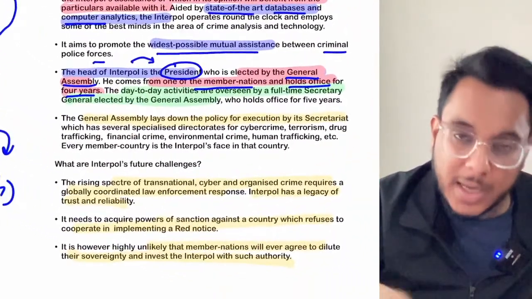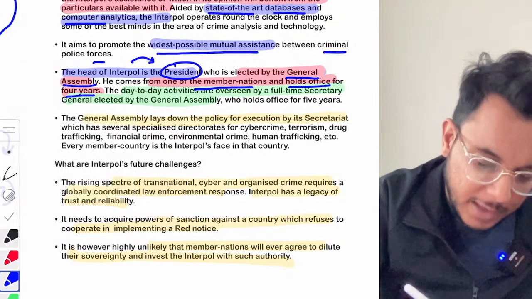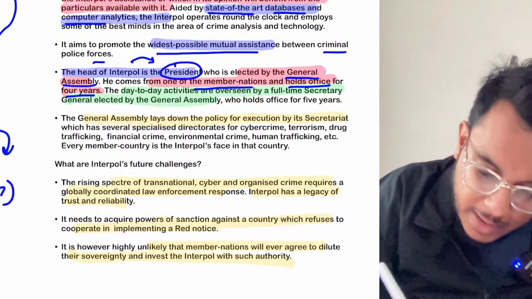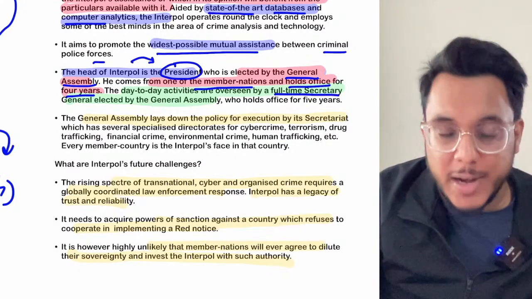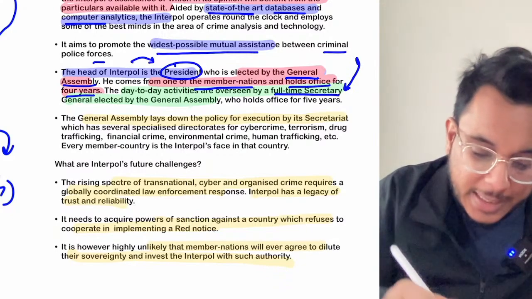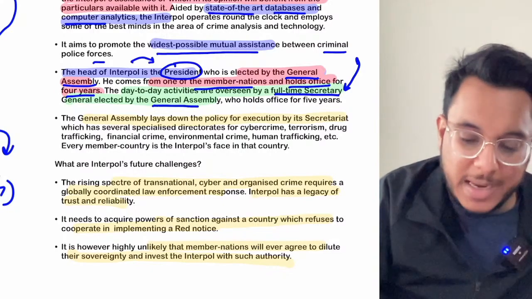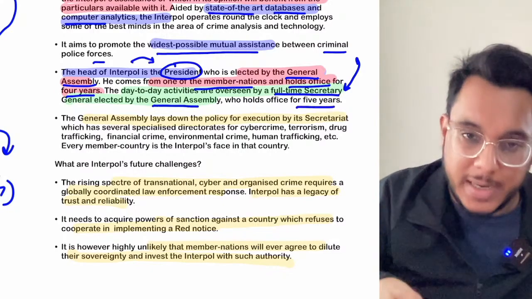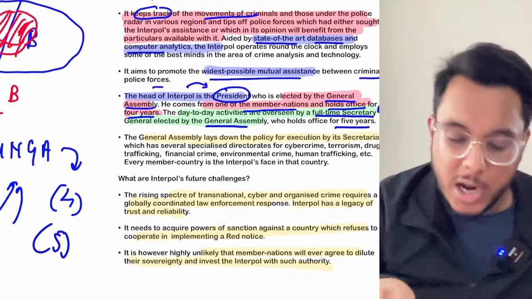Then after the president of Interpol, there will be a full-time secretary general. The day-to-day activities will be seen by the full-time secretary general. He is also elected by the General Assembly, and he holds office for 5 years. So the secretary general holds office for 5 years and the president holds office for 4 years.